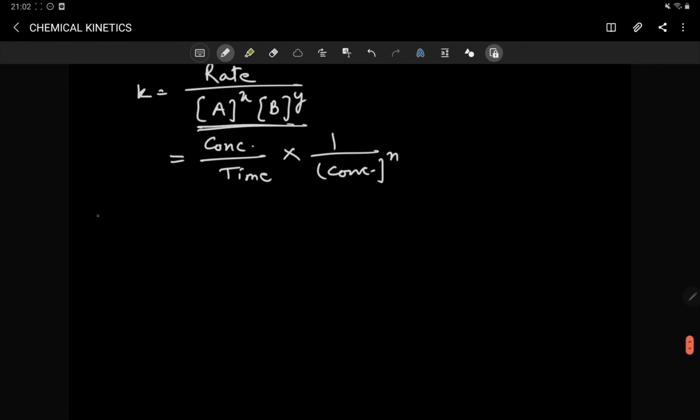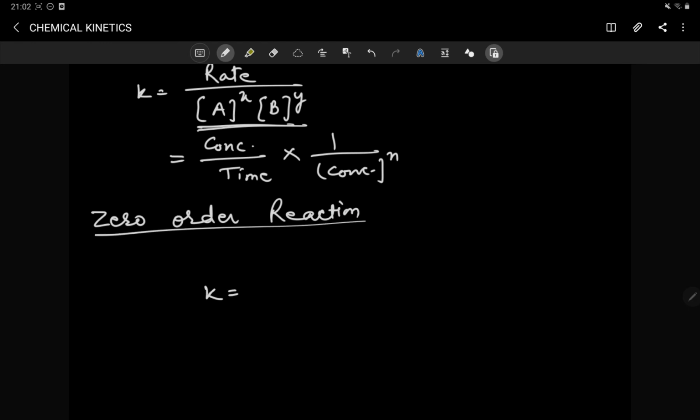So let's do it for the 0 order reaction. Say it is a 0 order reaction. How do we find out the units of the rate constant for a 0 order reaction? K is equal to concentration upon time. What is the unit for concentration? It is mole per liter, per time. Time means second, into 1 upon concentration raised to power 0.